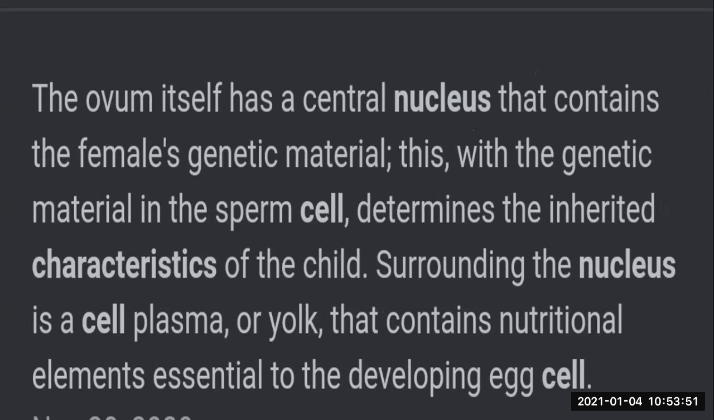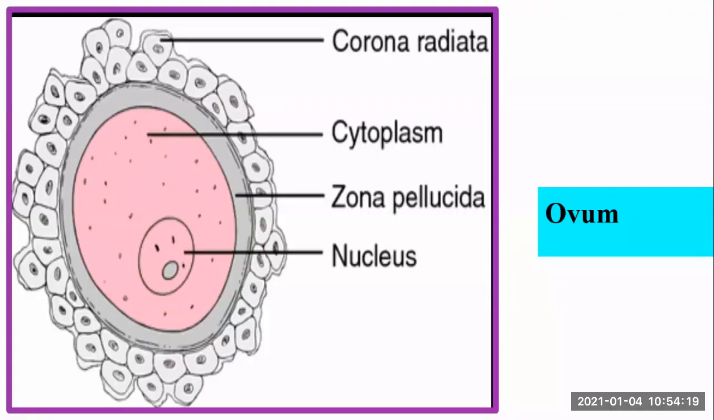The ovum itself has a central nucleus that contains the female's genetic material. This, with the genetic material in the sperm cell, determines the inherited characteristics of the child. Surrounding the nucleus is a cell plasma or yolk that contains the nutritional elements essential to the developing egg cell. Here you can see in the picture the four parts: corona radiata, cytoplasm, zona pellucida, and the nucleus.